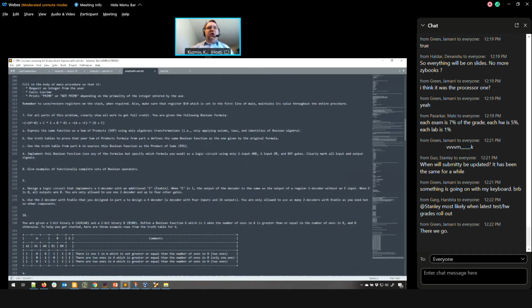Yes, so it was a 2-part question, question number 9. So first you were asked to build a 2 decoder with a slight modification, this additional enable input signal. And then you were asked to use that 2 decoder with enable to construct a 4 decoder, right? But using no AND or OR gates. So just using the 2 decoder with enable.